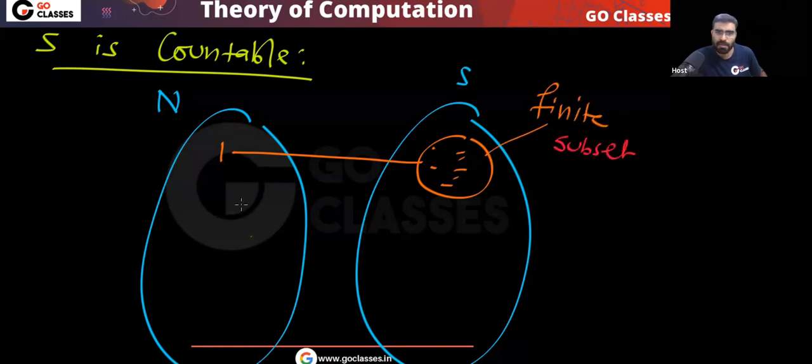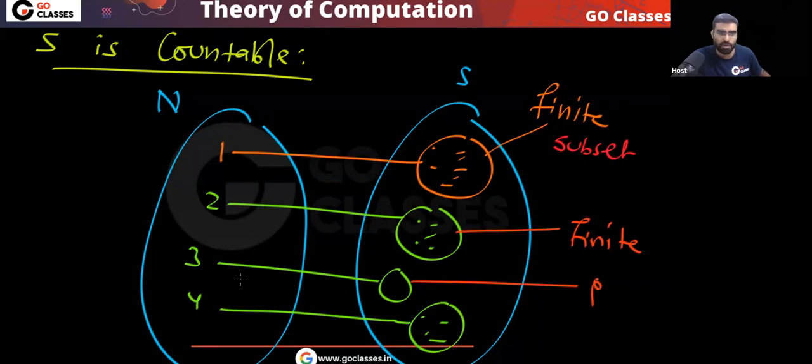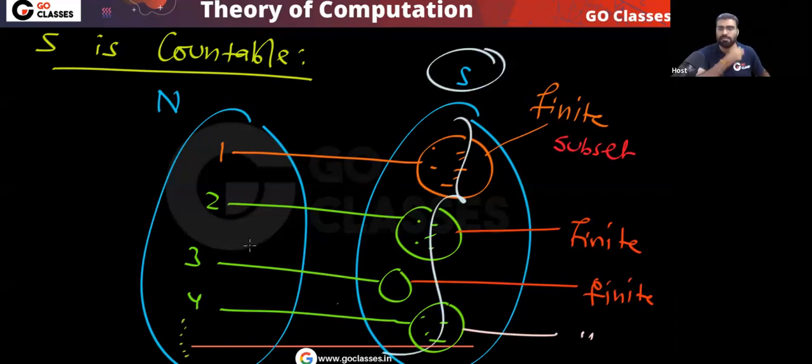Give some finite number of elements to 2, and to 3. You can give empty also. Give some finite number of elements to 4. So like this, the point is give everyone a finite number of elements. You can give empty also. That's it, to everyone. Is this clear? To every natural number, you give a finite number of elements. But make sure you cover every element of S. Make sure every element of S is covered. That's it, so very simple. Make sure that every element of S is covered.